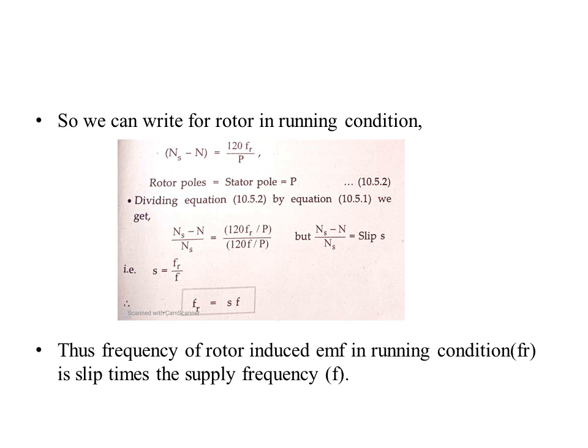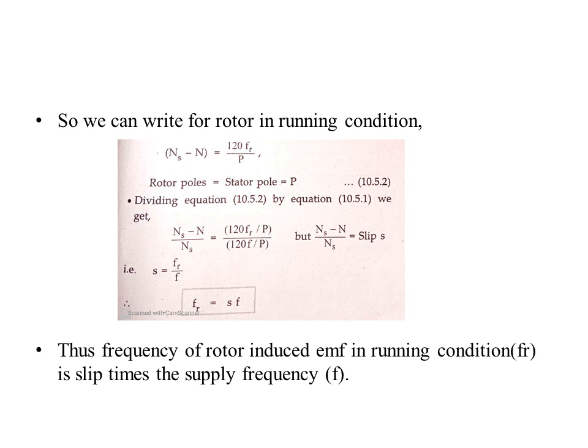If you divide the two equations, you will get (Ns minus N) by Ns equal to Fr by F. Ns minus N by Ns, we have already discussed, is the slip. So, S is equal to Fr by F, or the frequency of the rotor current is equal to slip times the frequency of the supply.